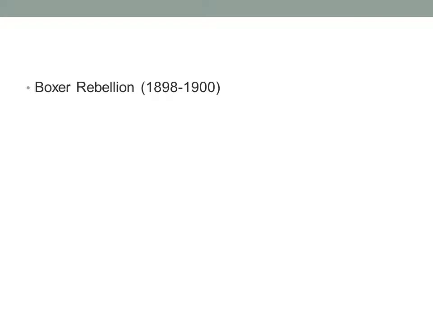Further unrest comes in the form of the Boxer Rebellion, which happens in 1898 to 1900. And the Boxer Rebellion is a proto-nationalist movement. And we talk about proto because this is one of the first times you see this sort of coalescing and development of a Chinese consciousness.